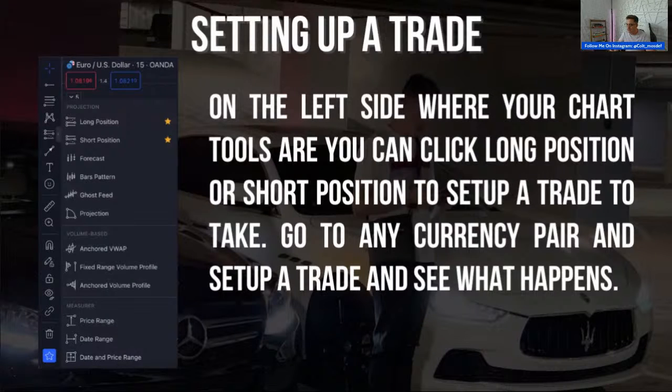Setting up a trade. When you're on TradingView, with all the tools on the left, you'll be able to find the little position tool that looks like this right here. And it will say long and short position. So on the left side where your chart tools are, you can click long position or short position to set up a trade to take. Go to any currency pair and set up a trade and see what happens.